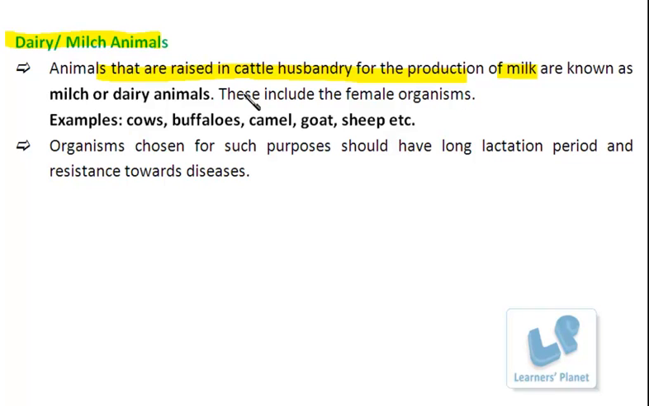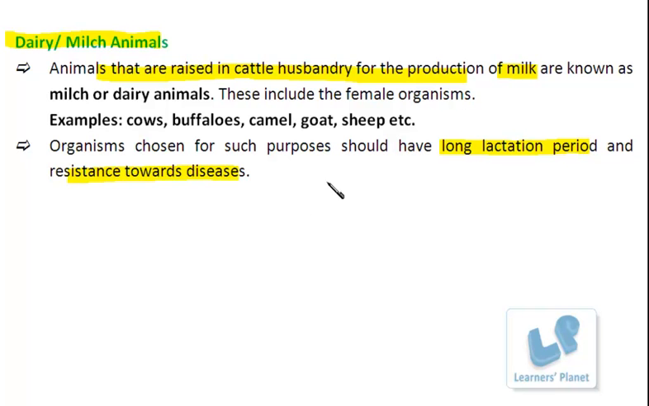Number one is that they should have a long lactation period. That means they should be able to secrete milk for a very long period of time. And second thing is that they should be resistant towards diseases. They should have high tolerance power towards different types of diseases. If these two things are maintained in these particular breeds, definitely the improvement of milk production is possible.